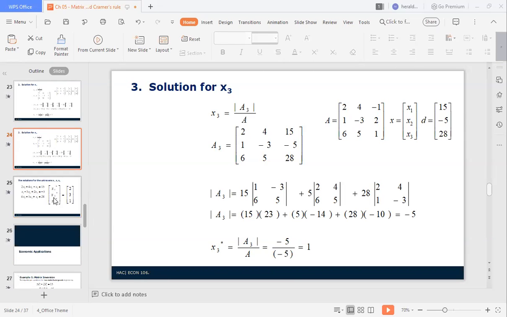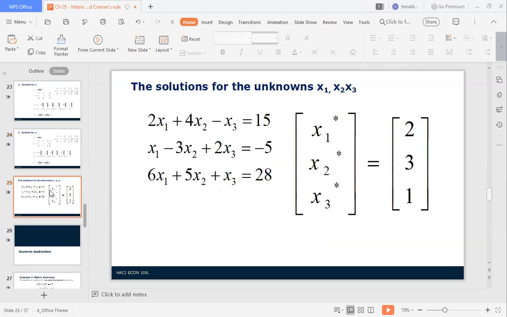Okay, now in that case, class, summarizing the values that we got, we can write it this way. So again, we first started with a system of linear equations written in this way. Then we do matrix algebra using Cramer's rule. Then we can summarize the values for the unknowns, which is equal to the column vector 2, 3, and 1.